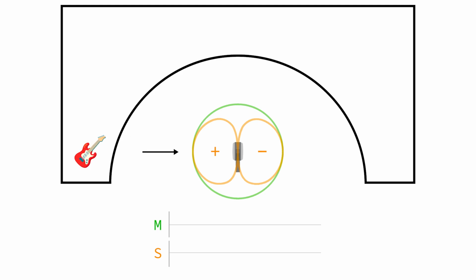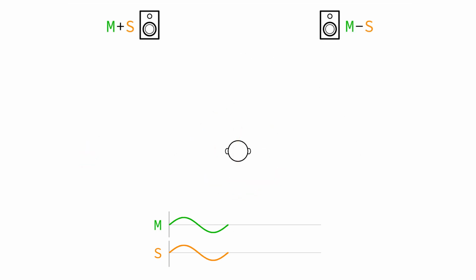M would capture pretty much the exact same signal because it's omnidirectional, and S would also pick up the signal at a pretty full and healthy amplitude and with the same polarity as the omni, since the wave is striking the positive side of the bidirectional diaphragm. M plus S produces constructive interference, M minus S produces destructive interference, and so the left speaker would produce a strong signal, and the right speaker would produce, theoretically, nothing.